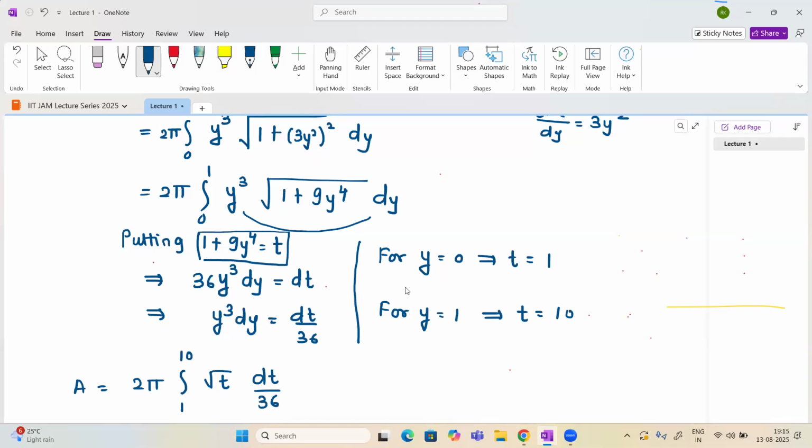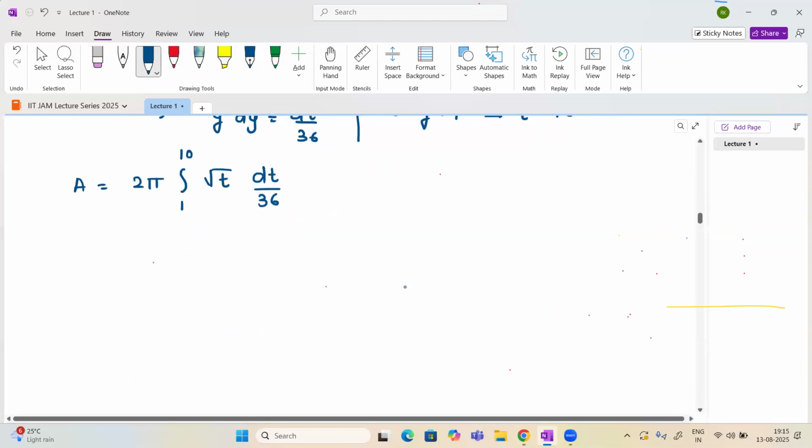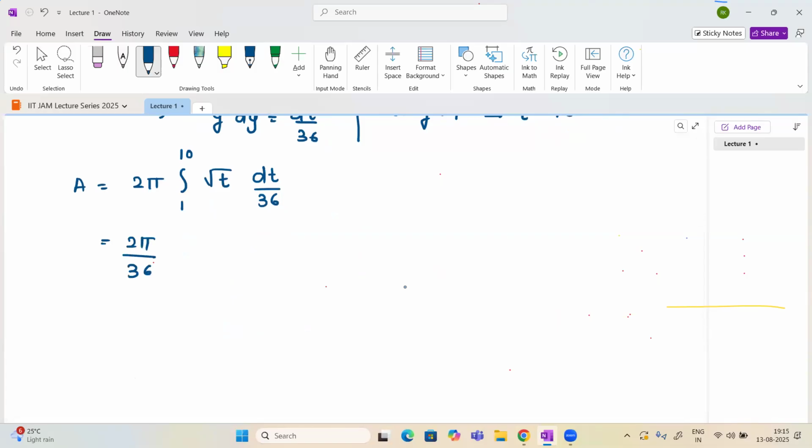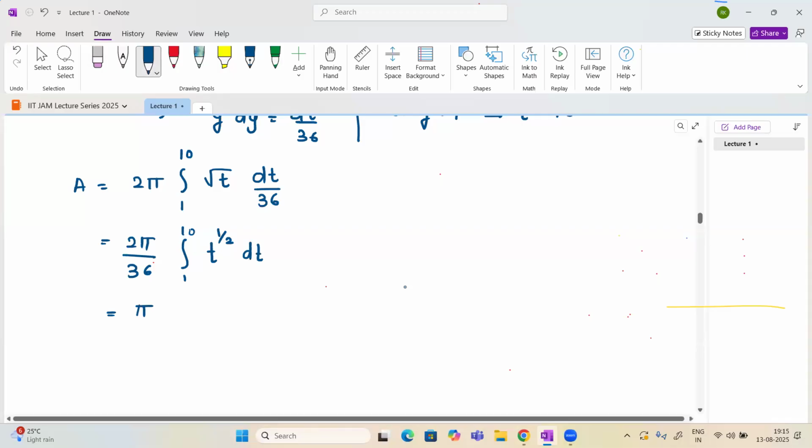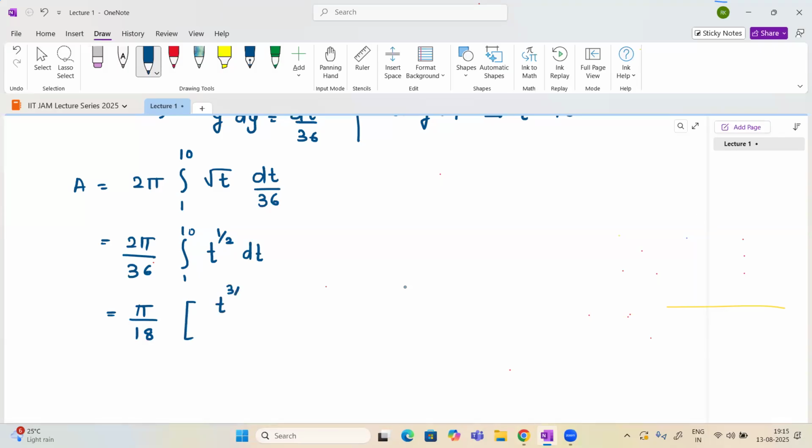Okay, so 36 is constant, we can take it outside. So 2 pi upon 36. What is integration of square root of t? Root means t raised to half. Agree? Okay, what will be its integration? 2 will get cancelled here. I will write simply pi by 18, t raised to 3 by 2 upon 3 by 2.